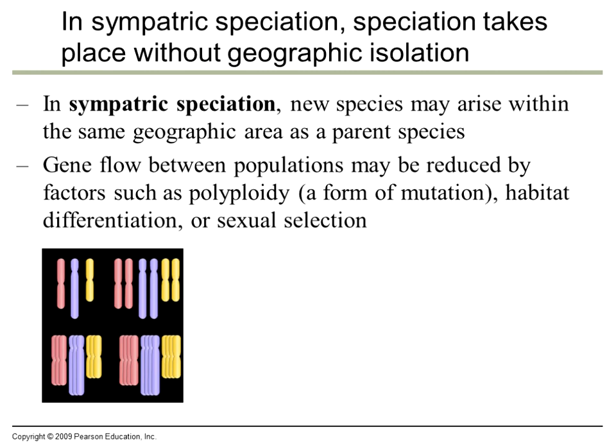The other type of speciation is called sympatric speciation. This is where speciation takes place without geographic isolation, such as in woodpeckers, wood warblers, and the cichlids that we've already talked about. So new species arise within the same geographic area. So what happens is that gene flow between populations, or isolation of populations, is reduced by a number of different mechanisms. Mutations, habitat differentiation or partitioning, like we already talked about, or sexual selection.